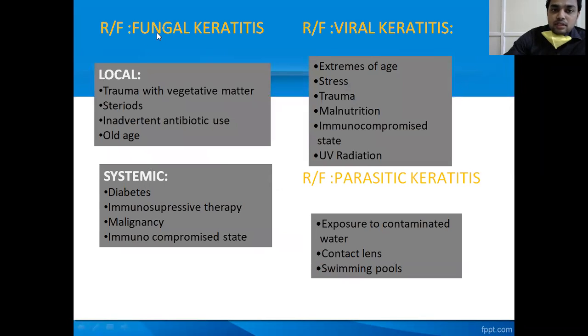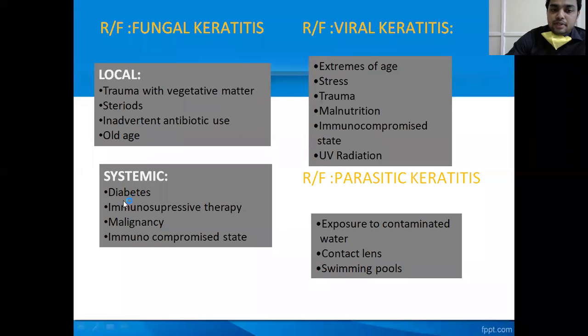So coming to the risk factors of fungal corneal ulcers, unlike bacterial causes, the local cause is trauma with vegetative matter. In case of fungal corneal ulcer, this is important. Vegetative matter is nothing but tree branches or tree leaves or an animal tail. It all comes under vegetative matter. So trauma with vegetative matter should definitely be present for fungal corneal ulcers, along with improper prolonged usage of steroids and antibiotics, and old age. These are the risk factors for fungal corneal ulcers.